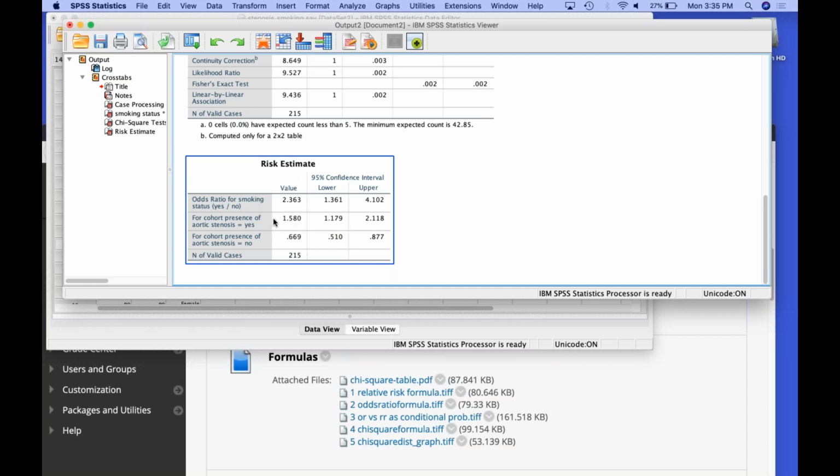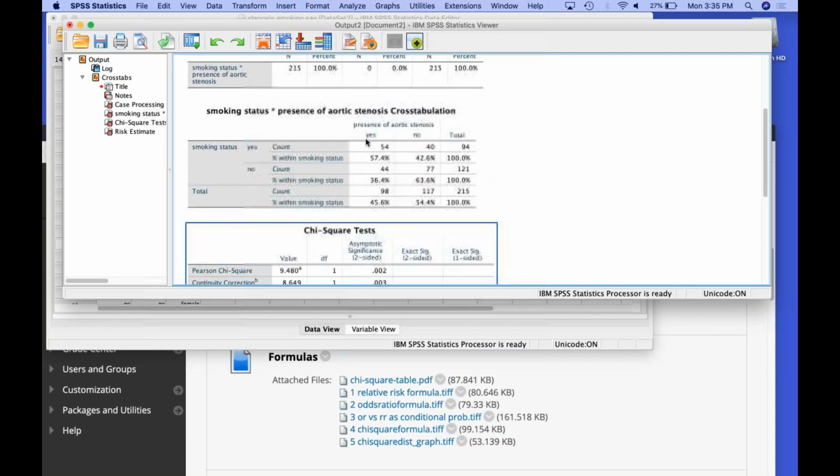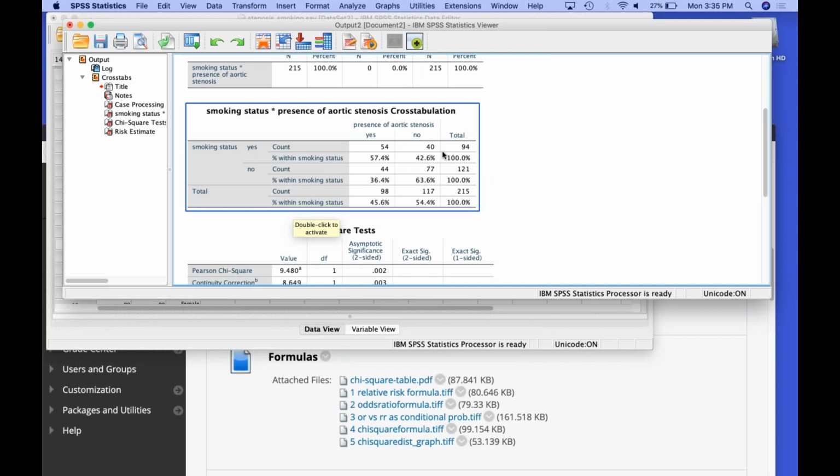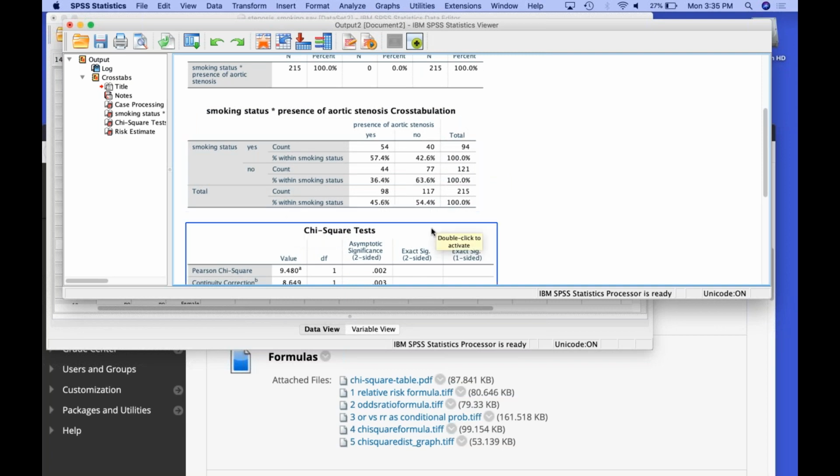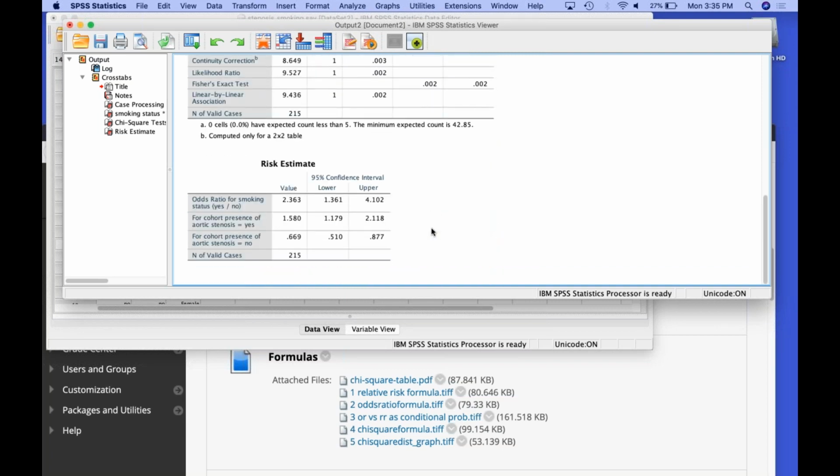And the next row is our relative risk. The odds ratio was determined by 54 out of 94 divided by 44 out of 121, and that divided by 124 out of 21. That was a simple way of calculating the odds ratio.